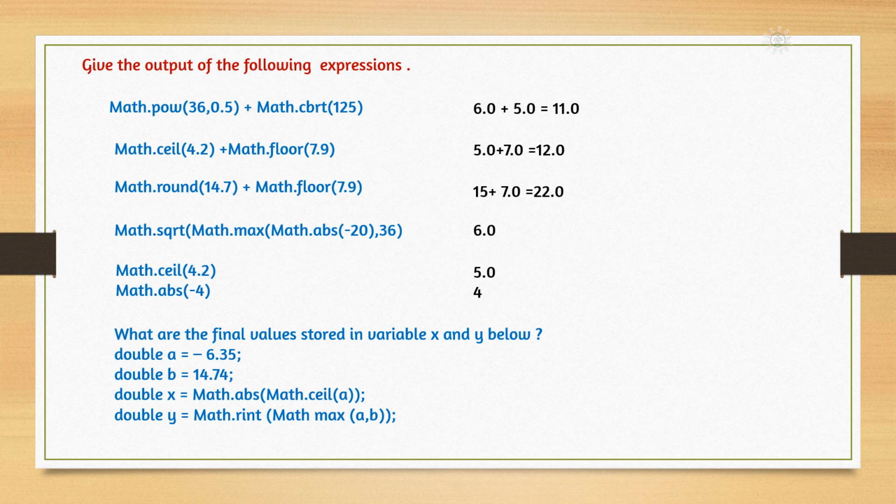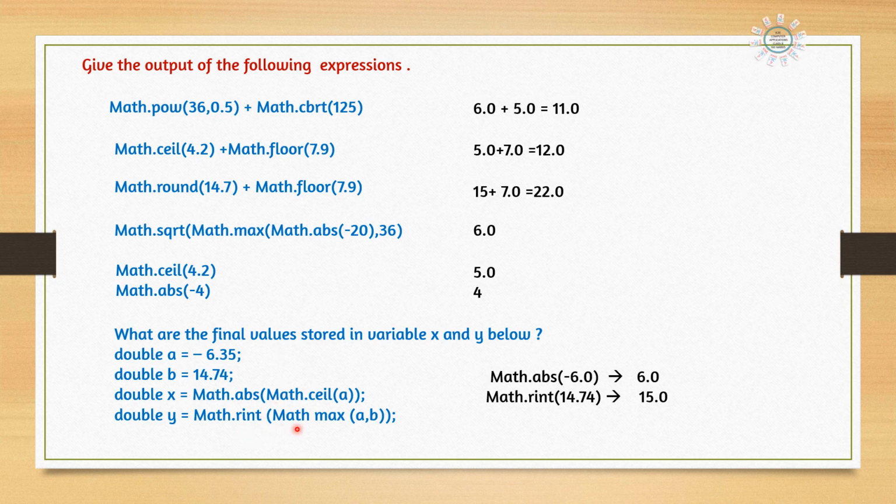And now the final values of x and y. Double a is minus 6.35 and double b is equal to 14.74. Here double x is equal to Math.abs and Math.ceil of a. Math.ceil of a, here minus 6.35. It is a negative number, so the highest number is minus 6. So the answer will be minus 6.0. And now Math.abs means the negative number will change to positive. So the answer will be 6.0.